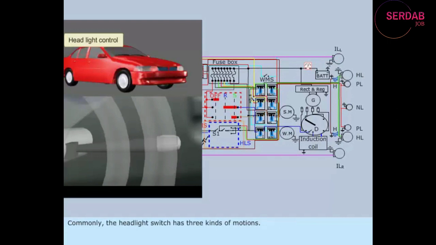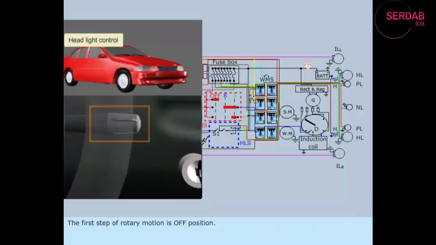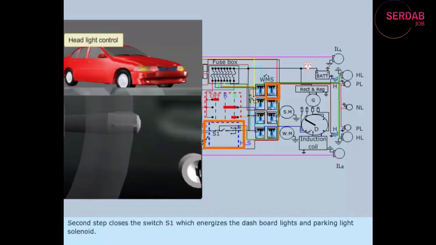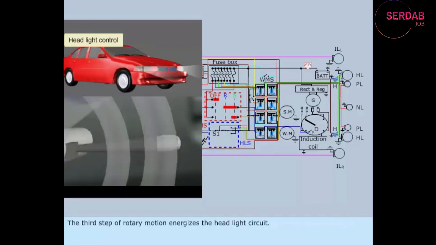Commonly, the headlight switch has 3 kinds of motions. One is of rotary motion, the second is of vertical movement lever type, and the third is horizontal movement lever type. The first step of rotary motion is off position. Second step closes the switch S1, which energizes the dashboard lights and parking light solenoid. Thus, the parking light glow. The third step of rotary motion energizes the headlight circuit.